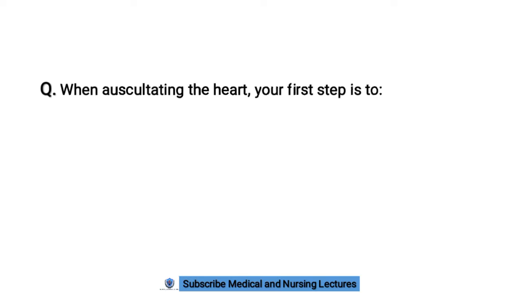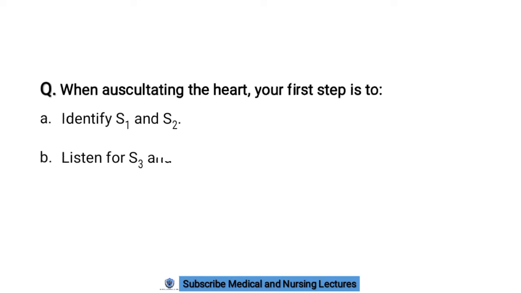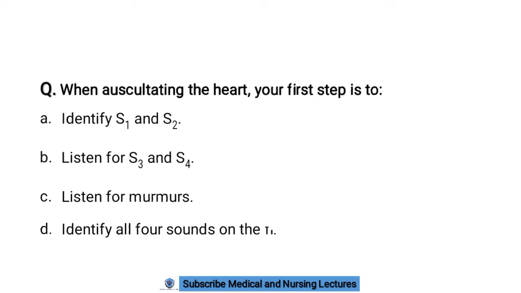When auscultating the heart, your first step is to: option A, identify S1 and S2 sounds; option B, listen for S3 and S4 sounds; option C, listen for murmur sounds; option D, identify all four sounds on the first round. The correct option is option A.